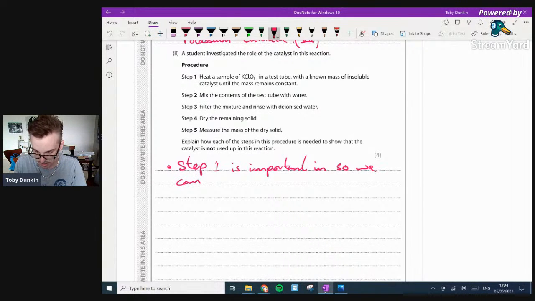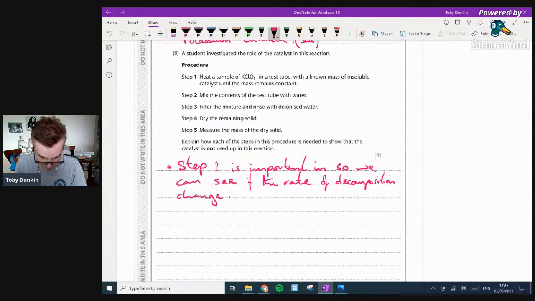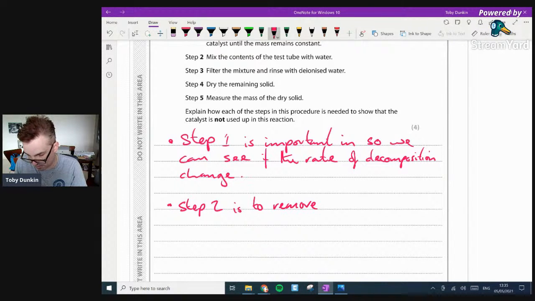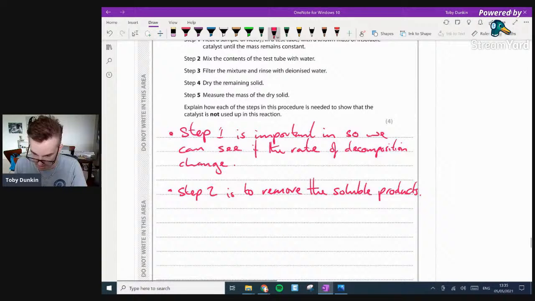We can see if the rate of decomposition changed, increased the rate. Next, mix the content with water. So step two is to remove the soluble products. I need to draw this out, to be fair. Soluble products. And then step 3 removes insoluble catalyst.